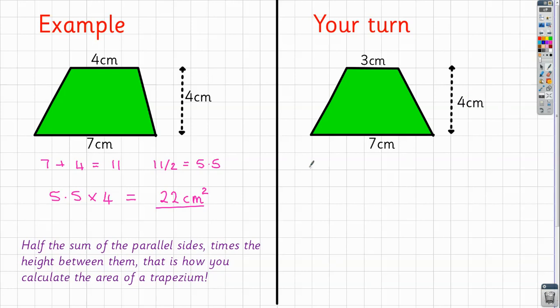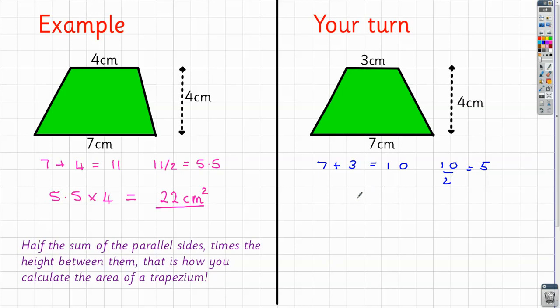Okay, half the sum of the parallel sides. So the parallel sides here are 3 and 7. So we're going to add them or sum them, and we get 10. Then we're going to find half of that, which is 5. So the average of 3 and 7, the mean of 3 and 7 is 5.